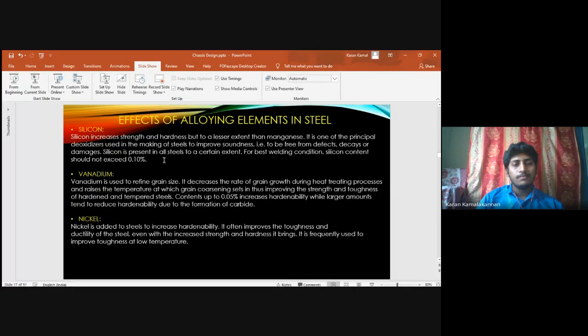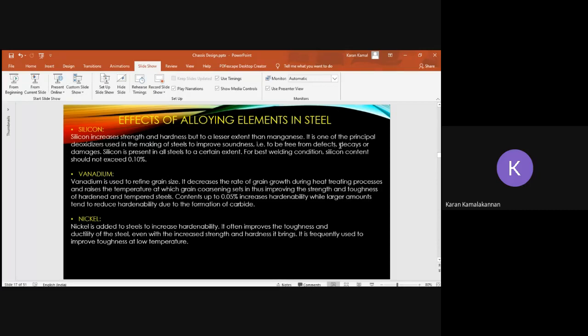Next is silicon. Silicon is present in steel and is used as the principal deoxidizer, helping produce sound steel that is free from defects during heat treating. Vanadium is used to refine grain structure. It decreases the rate of grain growth, which increases the strength and toughness. A 0.05% vanadium content will increase the hardenability, while a large amount will tend to reduce it. Nickel is also added to steel to increase hardenability, toughness and ductility. Even with increased strength and hardness, it is frequently used to improve toughness at low temperature.